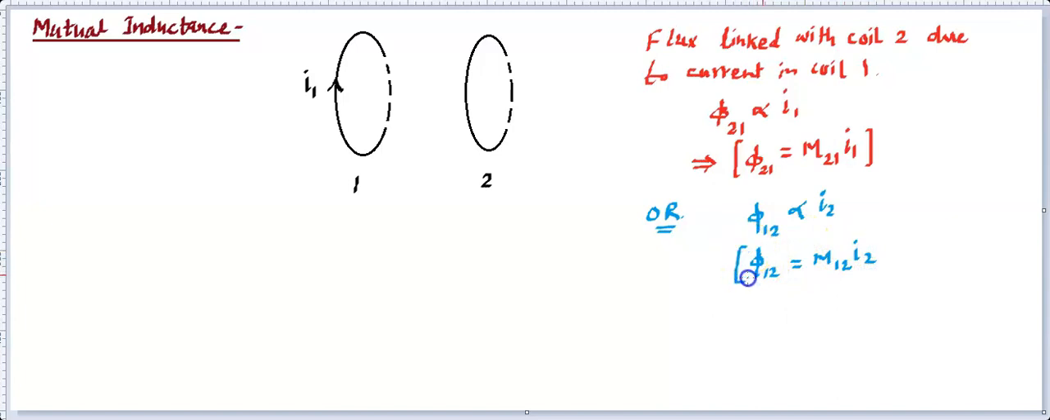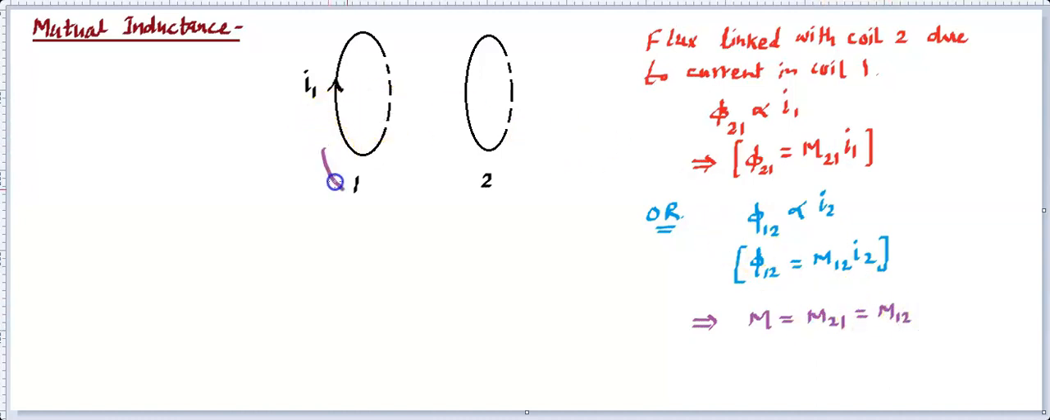So either you want to solve in the above way, or you want to solve in the other way, and you can solve it. And in both cases, whatever this M is coming, that's the same. So basically, from here you can claim one thing, that this M, that is the mutual inductance, is the same as M21, which is also the same as M12.